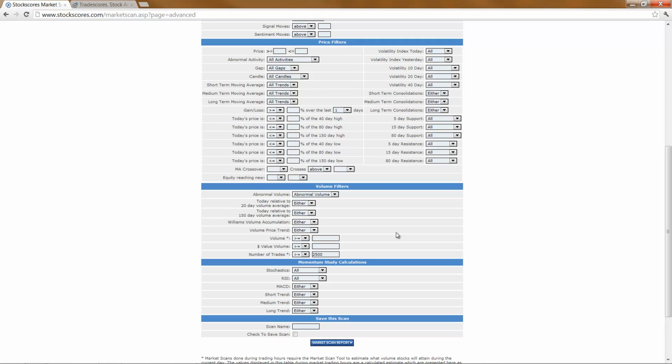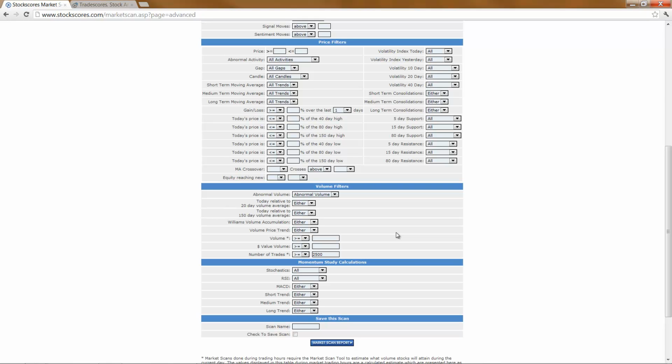Now volume is extrapolated, so if you do this market scan an hour after the market opens, it actually looks at how much volume has traded so far today and extrapolates that to the end of the day, so you don't have to always be updating your volume criteria as the day progresses.